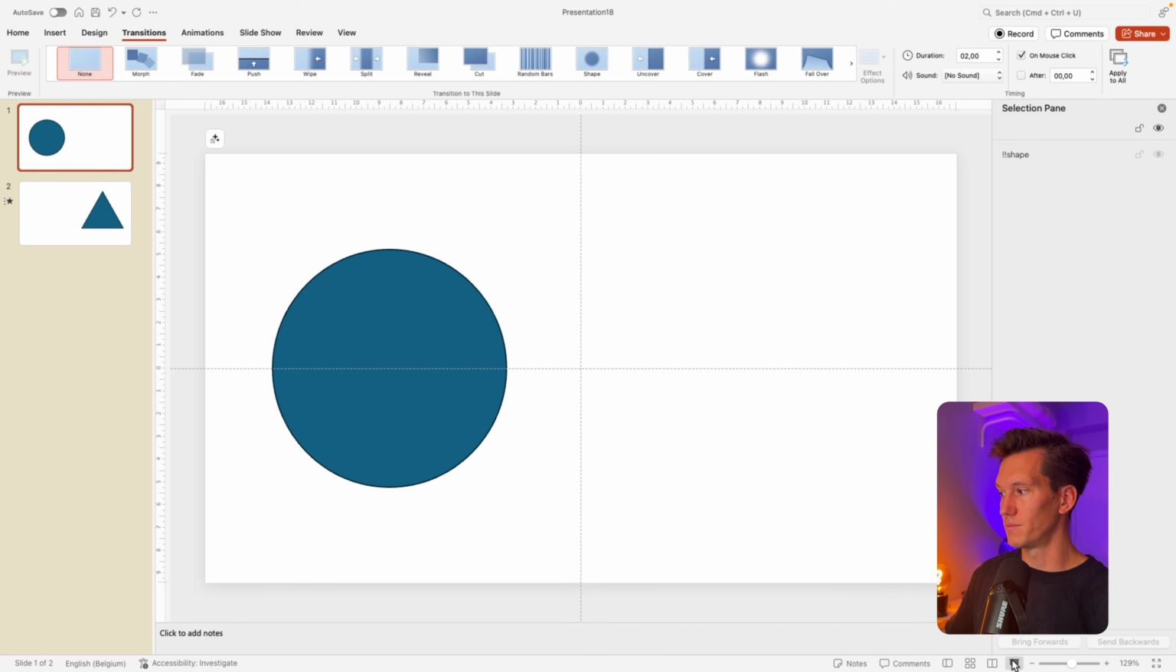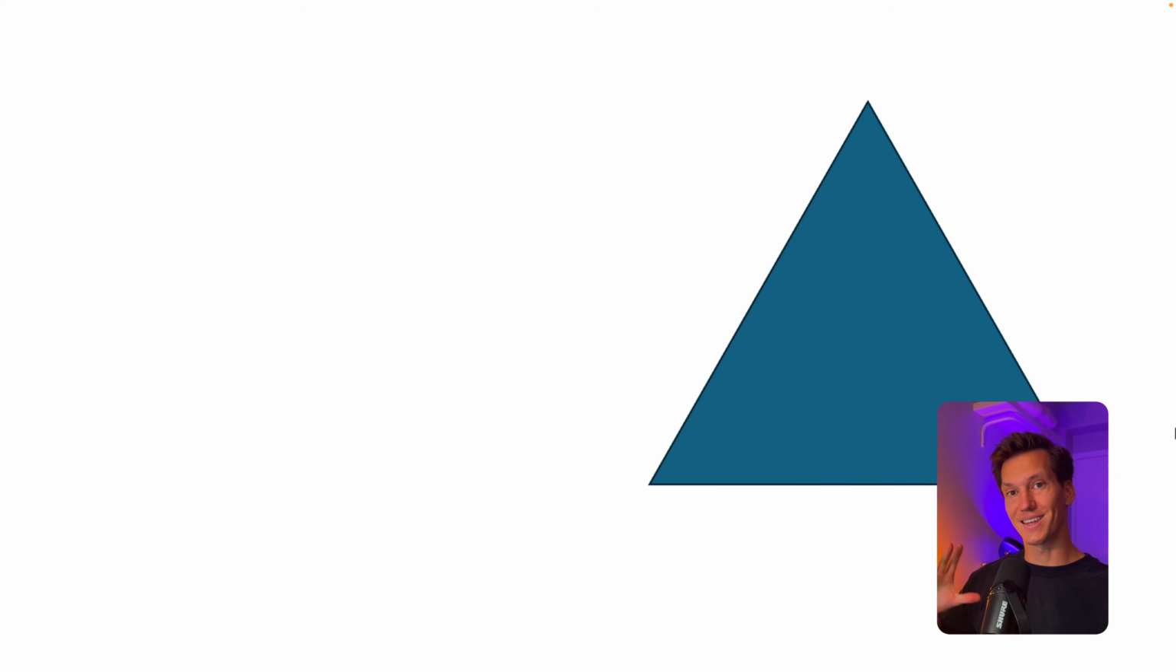So let's put that on full screen. And here we can see the circle. And as soon as I click, it morphs and really takes in all the states in between to create that nice morph effect. So now you know how to do this.